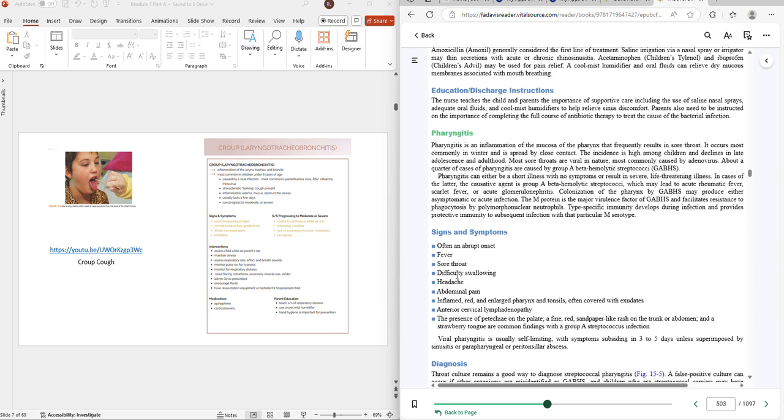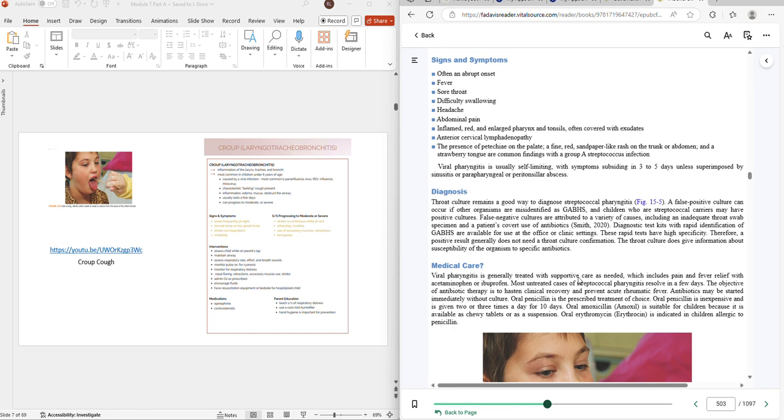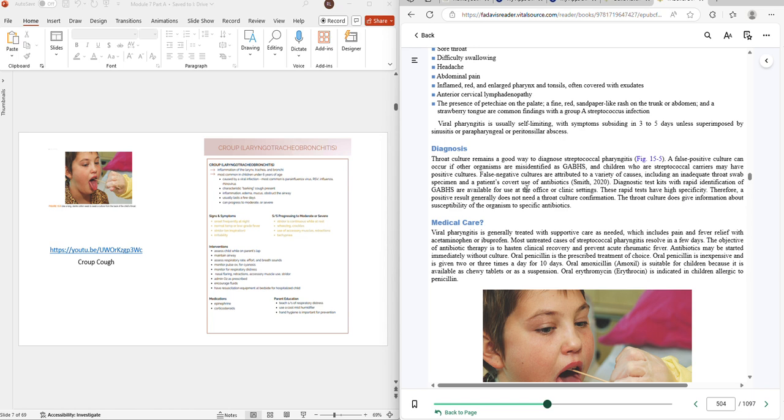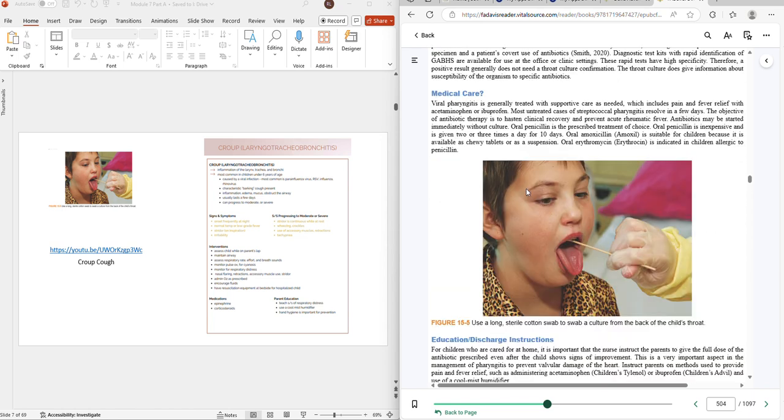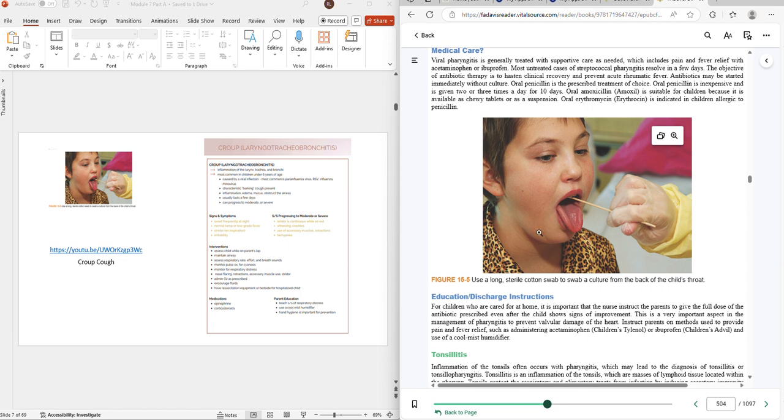You're going to see sore throat, difficulty swallowing because of the edema there, fever, lymphadenopathy, swollen tongue, tonsils, pharynx. So usually subsides within 3 to 5 days, unless they get some type of peritonsillar abscess. Of course, we're doing a culture to see if it's strep or not. So you just swab the back of the throat.